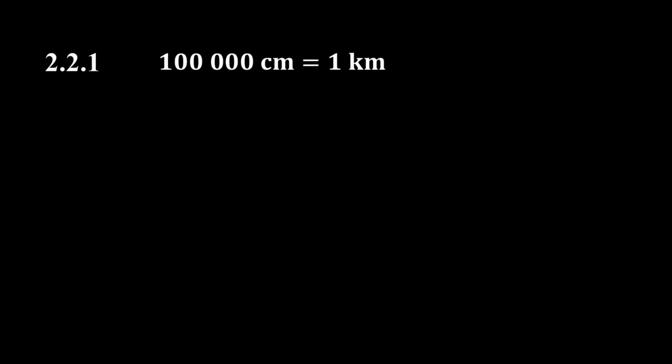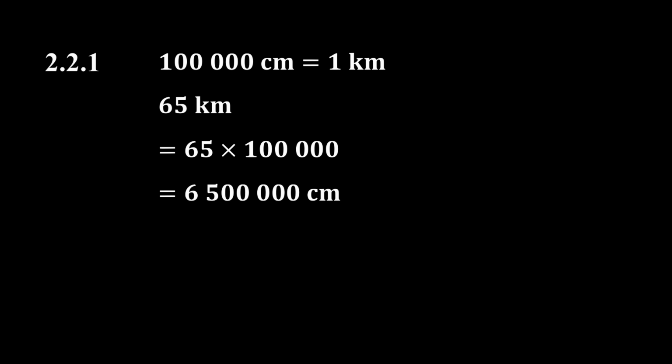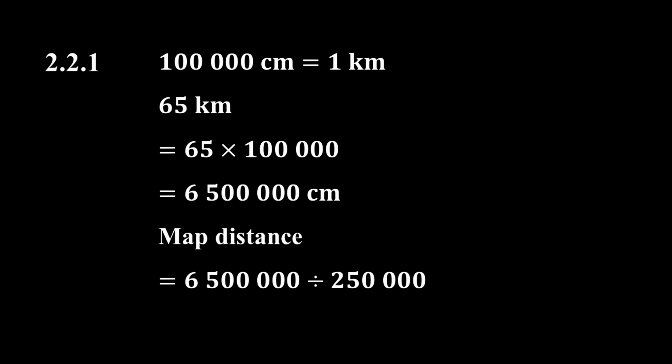For a start, we convert the 65 kilometers to centimeters. We should recall that there are 100,000 centimeters in 1 kilometer. So 65 kilometers equals 65 multiplied by 100,000, and this equals 6,500,000 centimeters. Now, using the scale factor of 250,000, we calculate the map distance by dividing the distance in reality of 6,500,000 by the scale factor of 250,000. This equals a map distance of 26 centimeters.